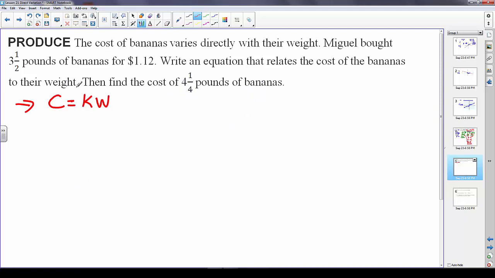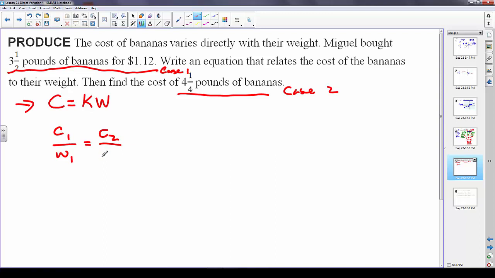Well, what I could do is I could find the K value, solve, and then plug these problems back in, or I can just set up a proportion. Here's my case 1. And then here's case 2. So in case 1, I know I'm going to have some C1 over W1 is equal to C2 over W2. So the cost is 1.12 over the initial weight of 3.5. And that should be equal to the unknown cost over the second weight. 4¼ pounds is 4.25.